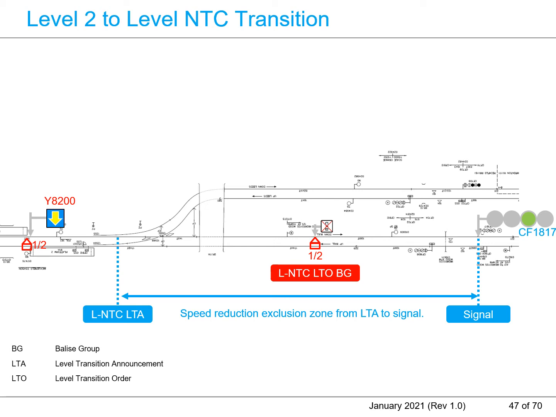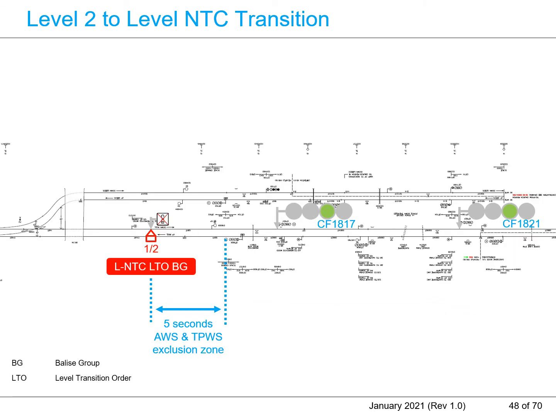For this layout, the permissible speed is higher, after the level transition border. Therefore, there is no speed reduction towards and after the level transition border. There is no AWS inductor or TPWS loops, within 5 seconds distance, beyond the level transition border.